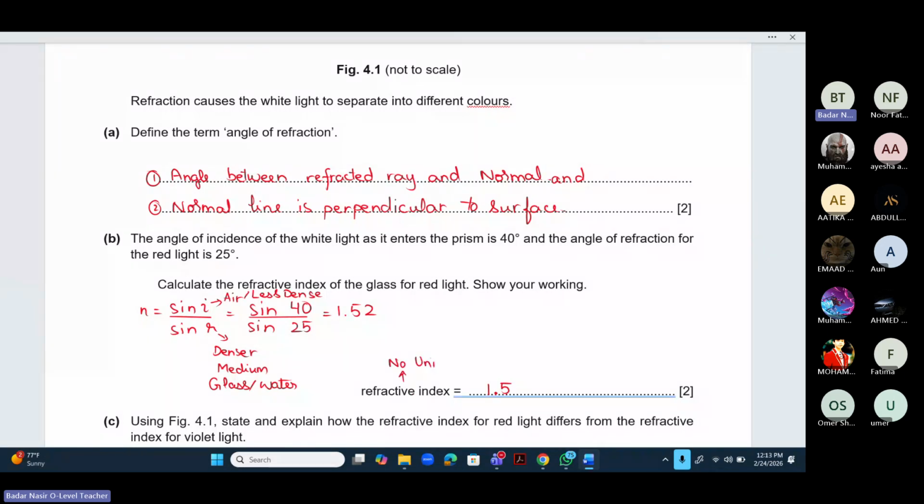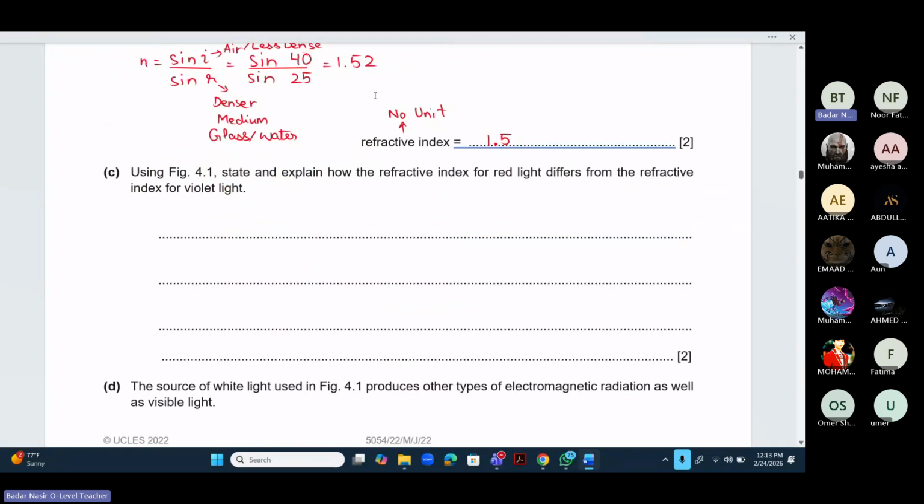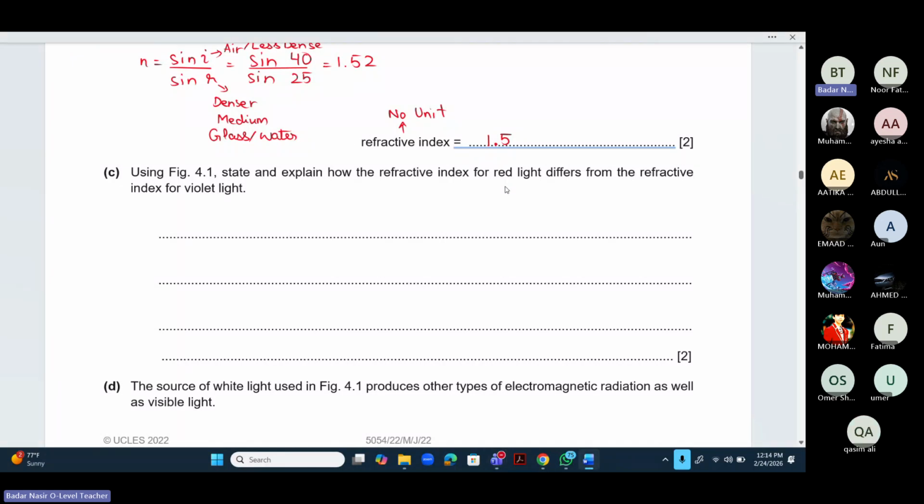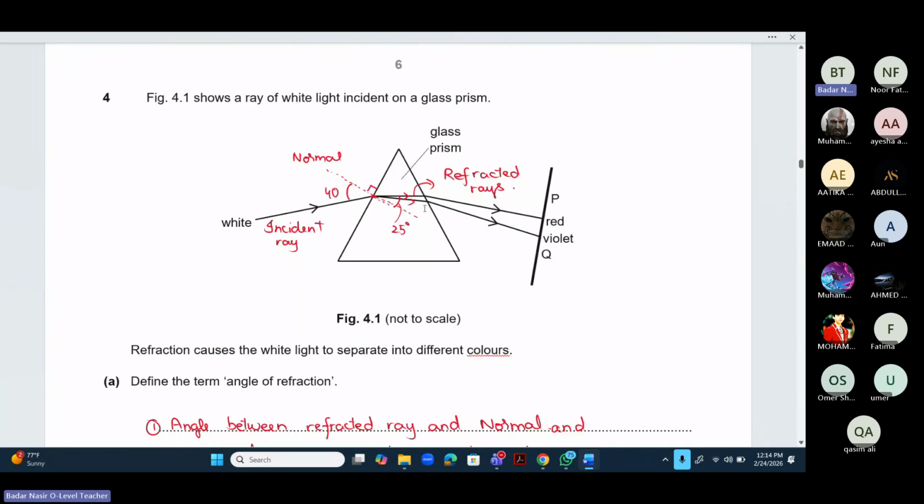no unit. Okay, using Figure 4.1 state and explain how the refractive index for the red light differs from the refractive index for violet light. ठीक है, now if we do the comparison, so angle of refraction for red light is greater than the angle of refraction for the violet light.